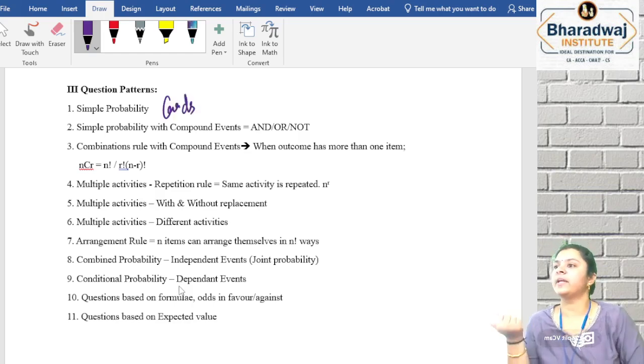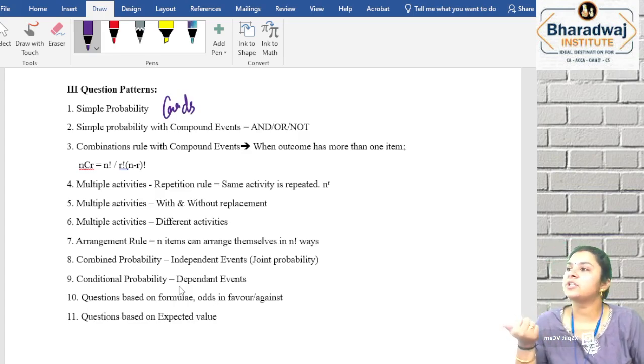What is the probability of getting a queen, getting two queens in the questions alone? Or questions based on dice. Then they can ask a number is selected out of 1 to 30. What is the probability that it is an even number? It is a multiple of 4, and so on.